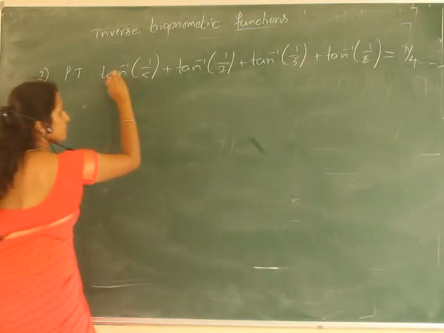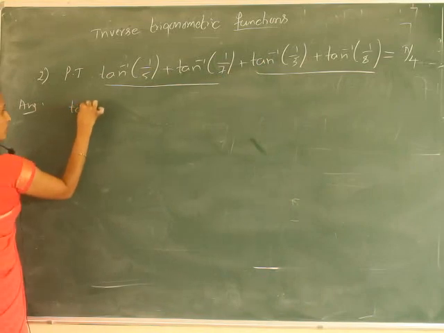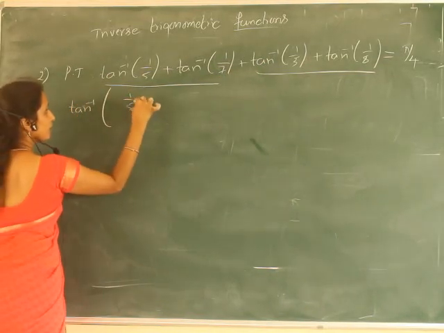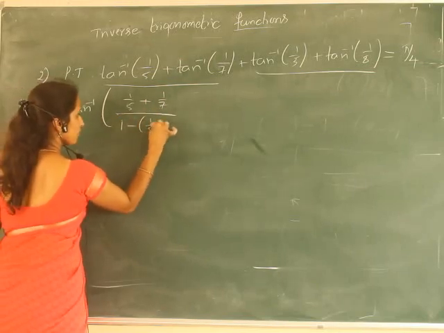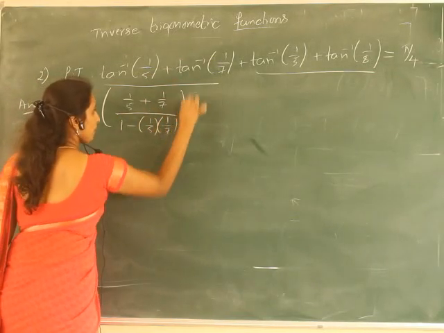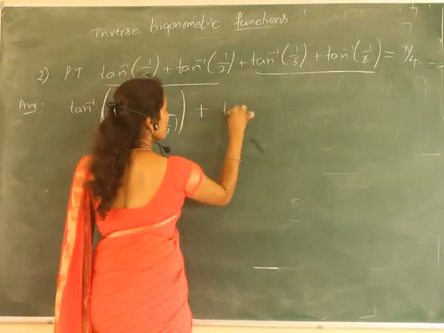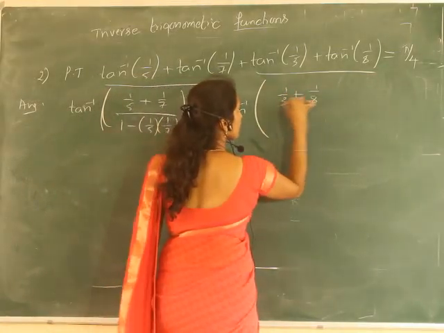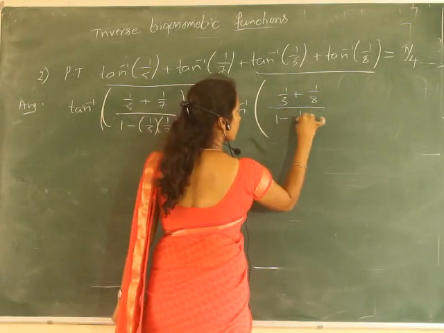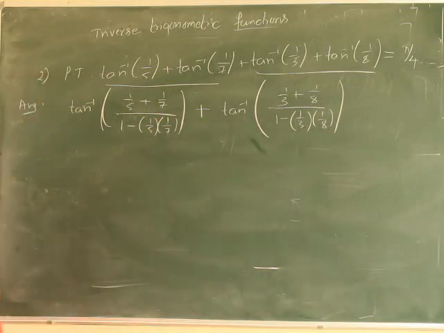So first we consider these two terms and next these two terms. So this is tan inverse of (1 by 5 plus 1 by 7) divided by (1 minus 1 by 5 into 1 by 7), that is tan inverse x plus tan inverse y, plus the next terms, tan inverse of (1 by 3 plus 1 by 8) divided by (1 minus 1 by 3 into 1 by 8). We have to prove that this is equal to pi by 4. So consider only the left hand side.